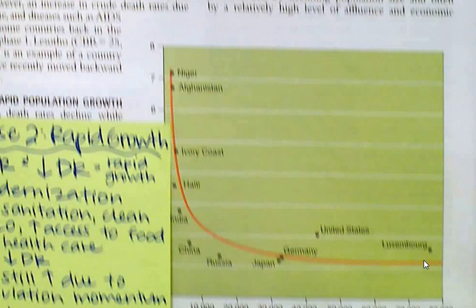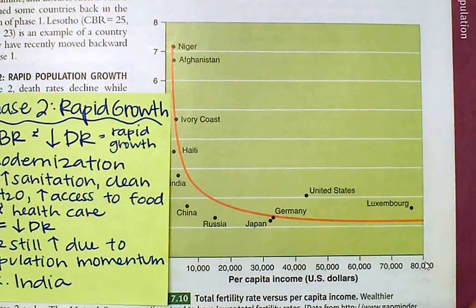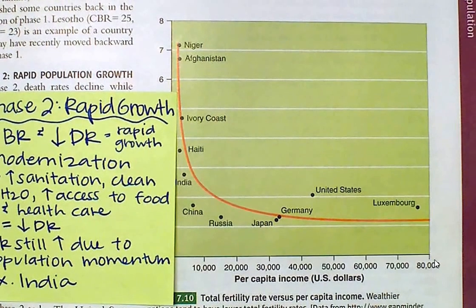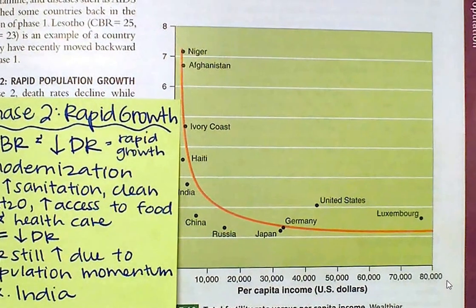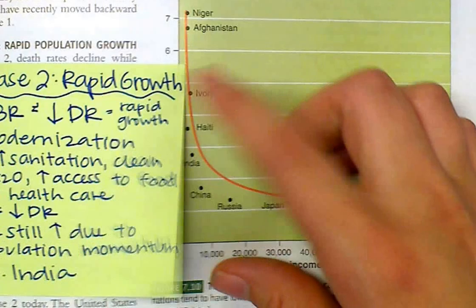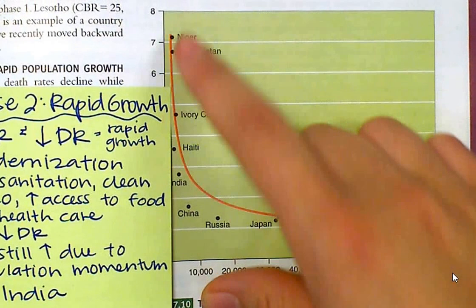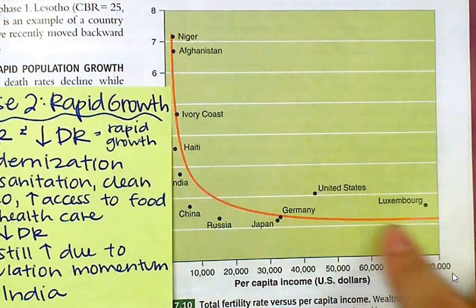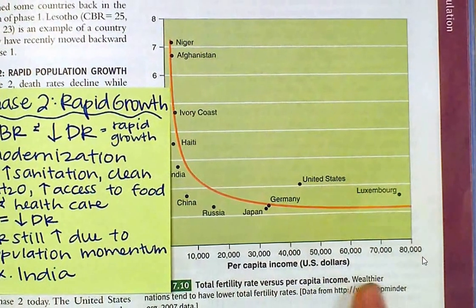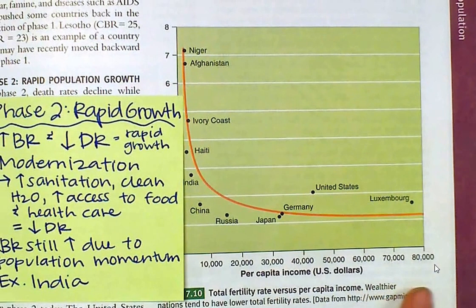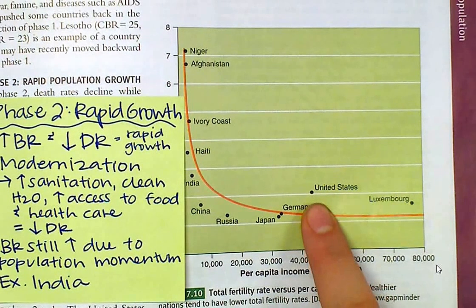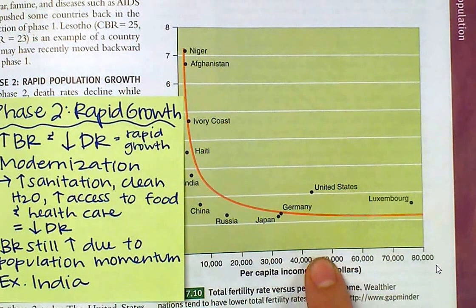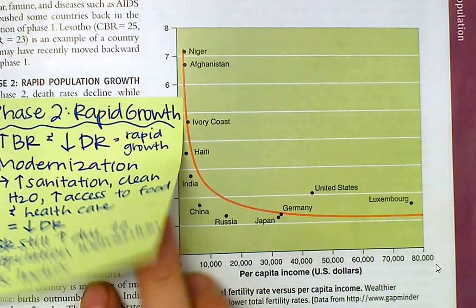Now here is a cool graph talking about total fertility rate versus per capita income. So we can see that total fertility rate is going to be decreasing as our per capita income increases. Okay, so it looks like the average per capita income of the United States is about $45,000, and our total fertility rate is 2.1.